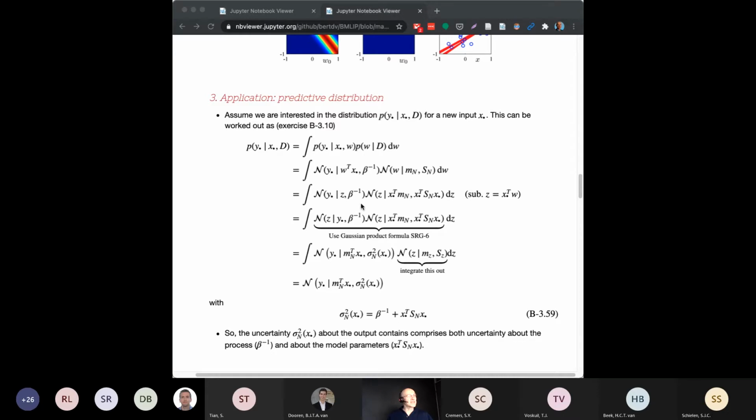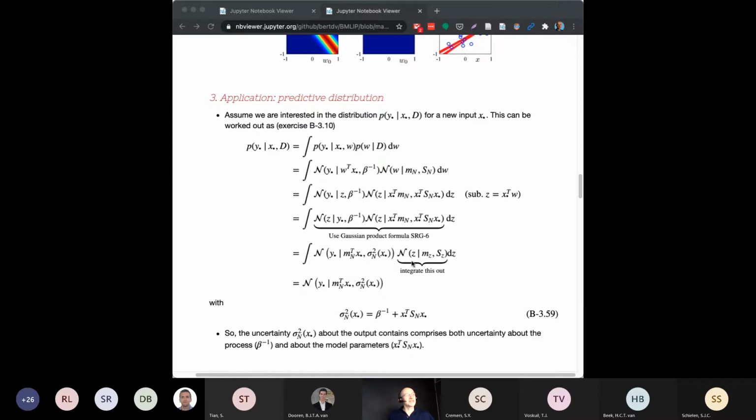And this left-hand distribution, I can always exchange the argument of the Gaussian with the mean. As you know, the Gaussian function is symmetric with respect to its argument and the mean. So I can exchange that. And now this is a Gaussian in Z times a Gaussian in Z. So now we can apply the multiplication formula.